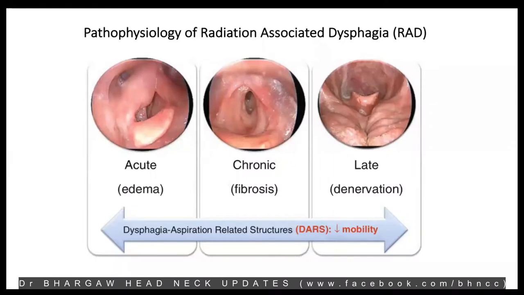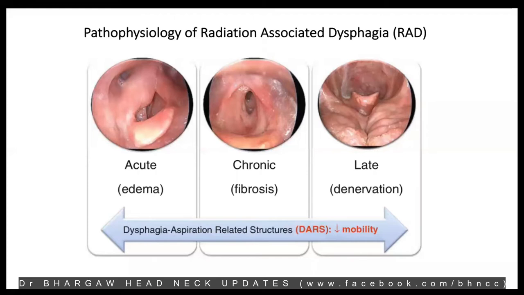Because this is an important slide. Radiation-associated dysphagia is pretty common. Post-radiation patients do get some amount of lymphedema or radiation-related edema of the airway. It's an initial phase, an acute edema. But sometimes this edema stays there, and it tends to become fibrosis.